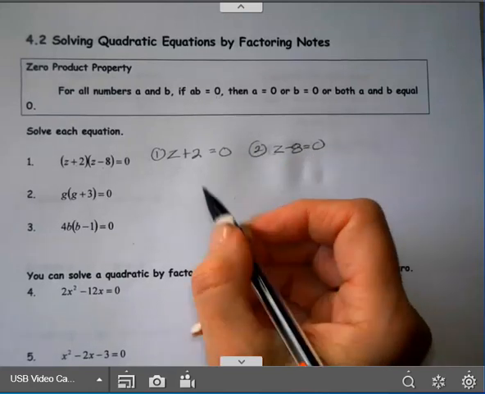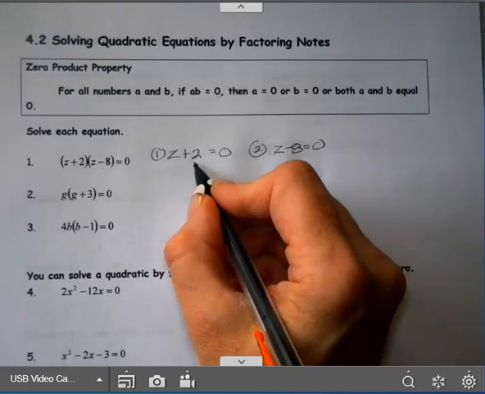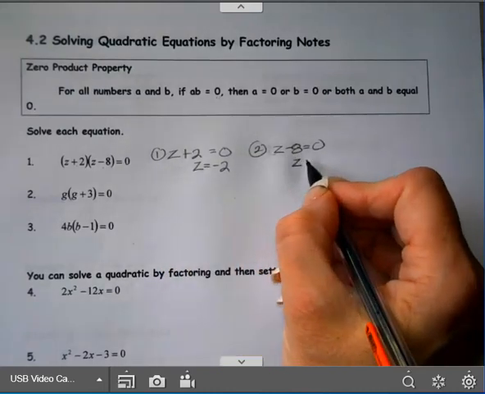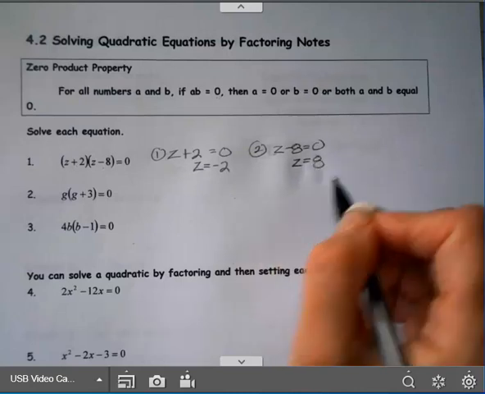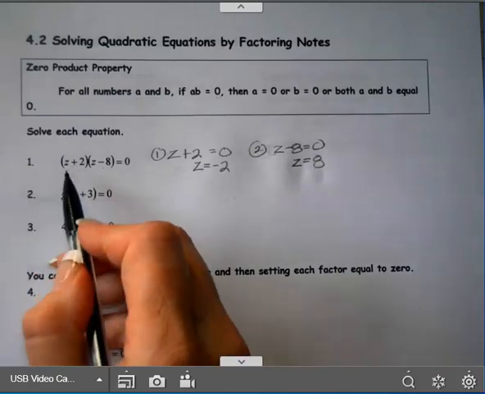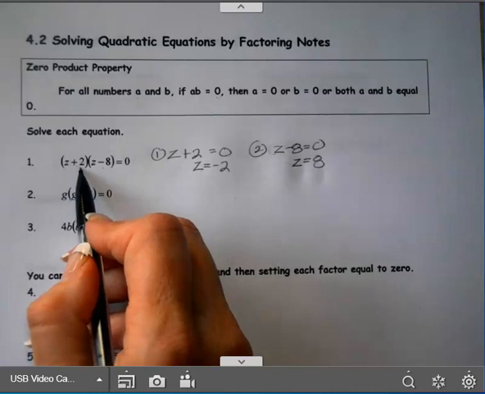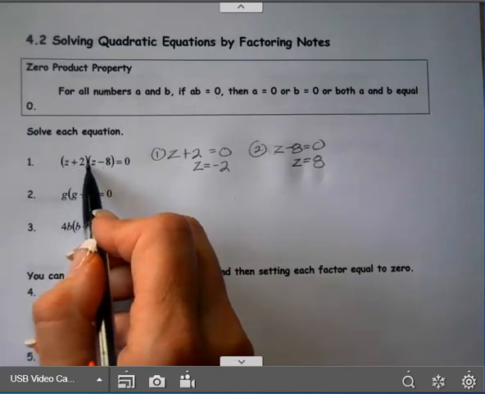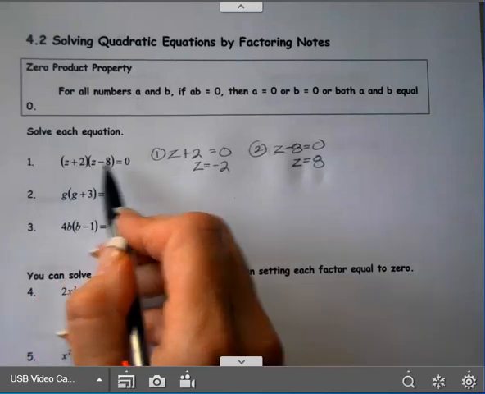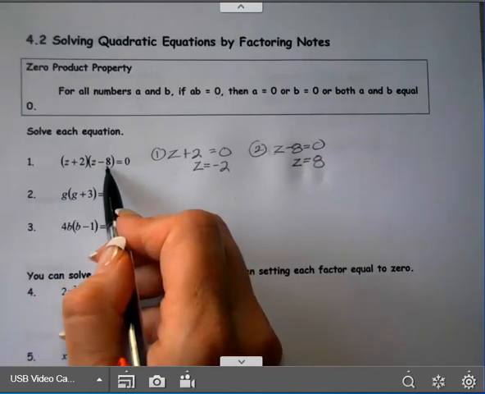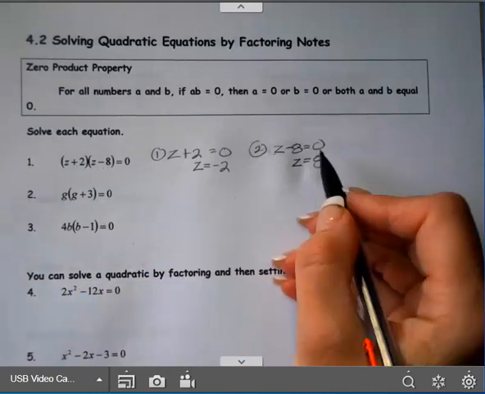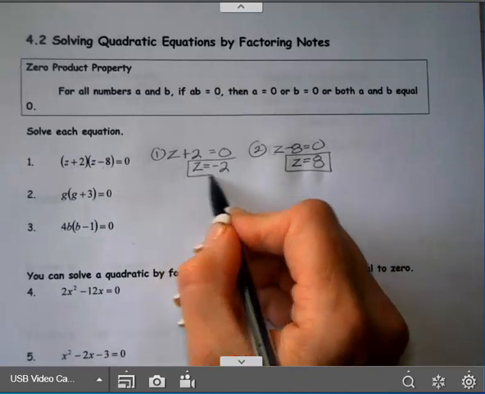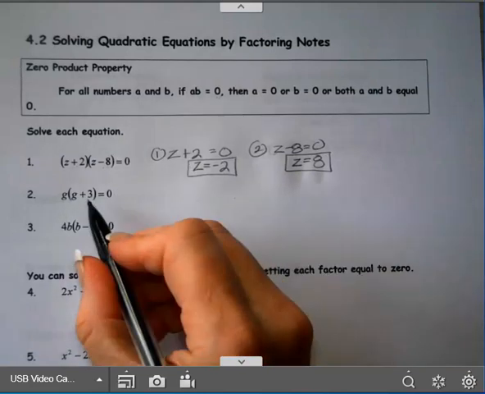And then solve. So subtract 2 from this one, and z equals -2. Add 8 to this one, and z equals 8. You can probably look at these and just determine what makes it 0. So z plus 2 is 0, so z would have to be a -2. And z minus 8 equals 0, so if z is 8, that becomes 0. So you may be able to skip setting that up if you want to just look at those and determine what makes it 0.